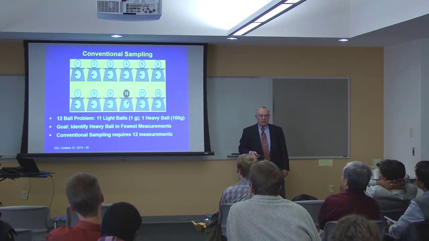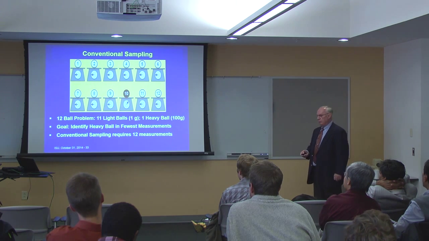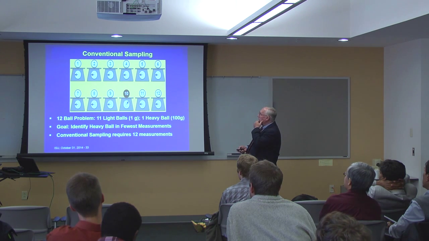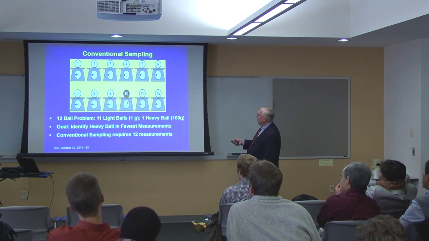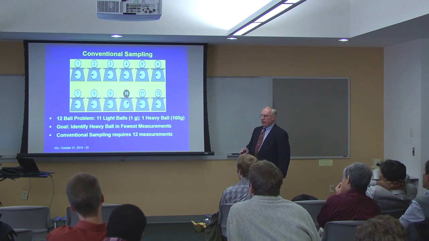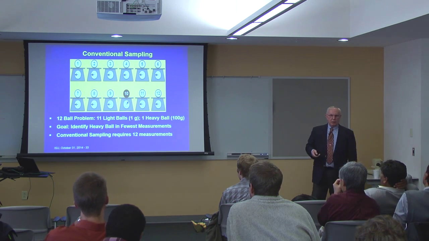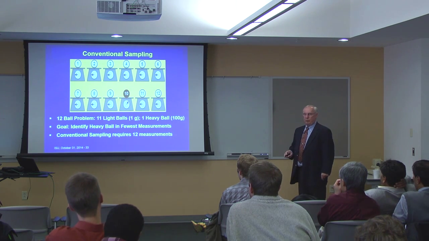So how does compressed sensing work? So I'll show you a little, this is a 12-ball puzzle. What you have here is an experiment where you have 12 balls, 11 white ones and 1 black one. So the white ones each weigh 1 gram in this case, and the black one weighs 100 grams. So your job is to figure out which ball is the heavy ball.